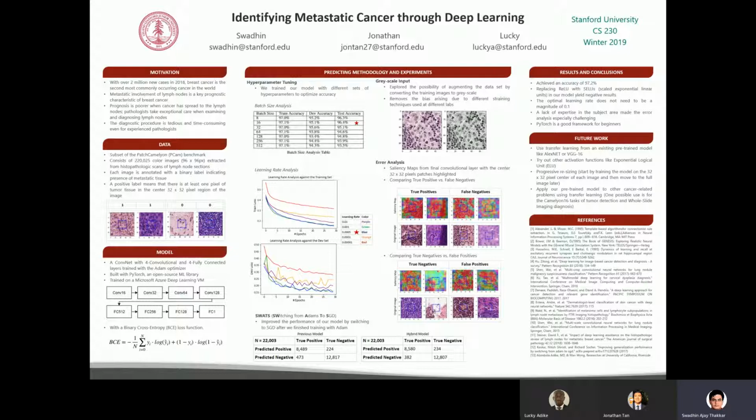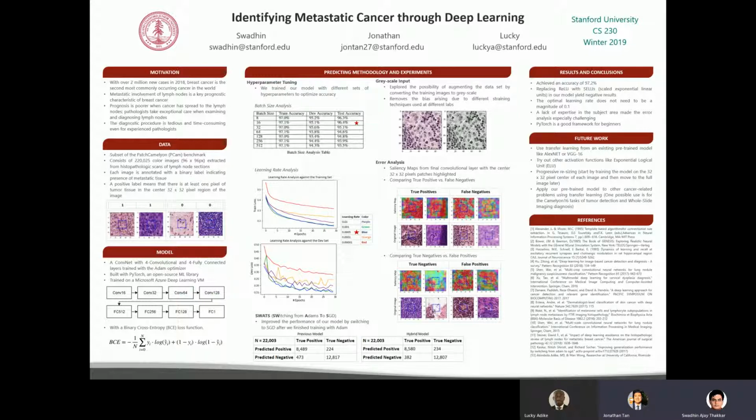The dataset for this task is the PCAM dataset with 220,000 color images of size 96 by 96 pixels. Each of these images is from a histopathologic scan of lymph node. A positive label means that the center 32 by 32 pixels have a cancerous growth, and a label of 0 means there is no cancerous growth in the center pixels.